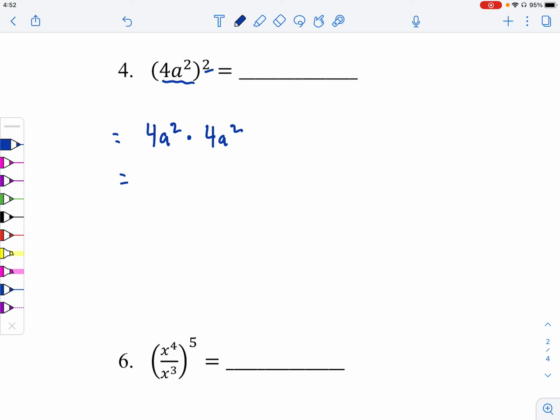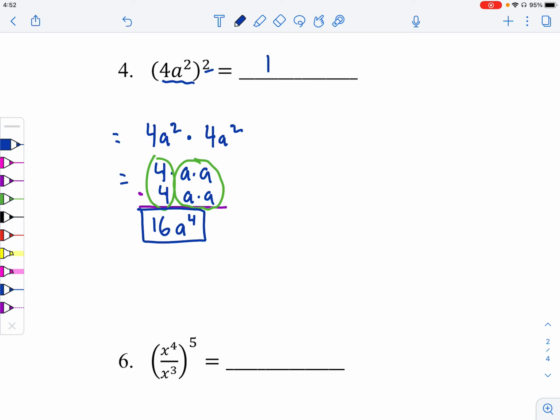Then we write that out, right? So we have 4 times a twice. Remember this? And we have 4 times a twice again. And we multiply there, right? So multiply. So we get 4 times 4, 16. And how many a's do we have? We have 4 a's. So this is a to the 4th power. 16 a to the 4th power.